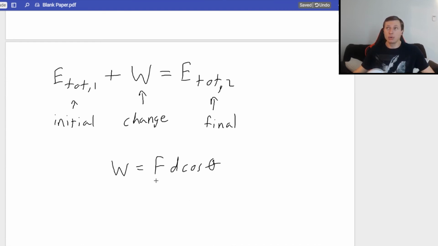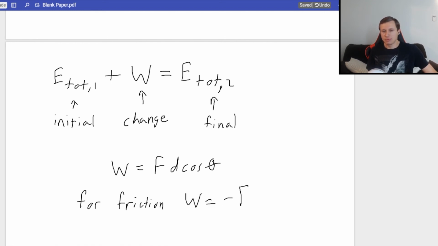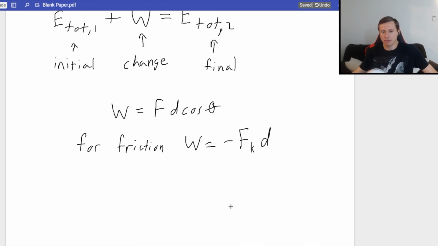So the most common work equation for a non-conservative force is friction. So I'm going to make a note. For friction, work equals negative force of friction, which I'll call Fk, times my distance. Why negative? Great question. Let's say I have a box right here that's moving to the right. Which way will friction point? Well, friction always opposes motion, so friction will point to the left, right?